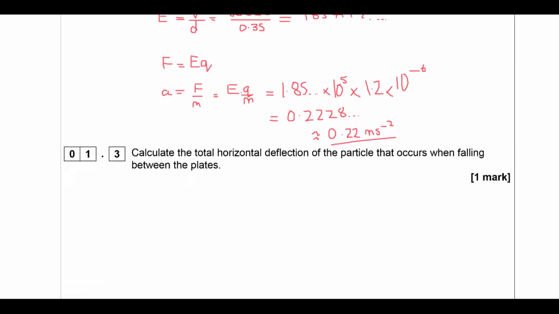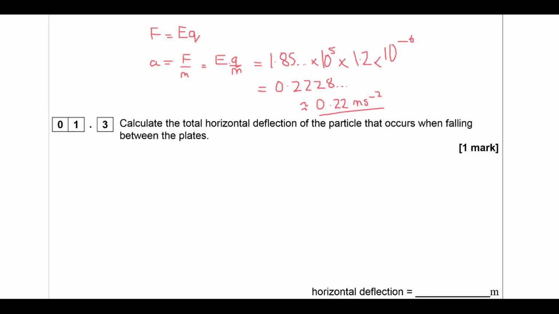Okay. Calculate the total horizontal deflection of the particle that occurs when falling between the plates. So we know its initial motion in the horizontal direction is 0 because it's falling vertically initially. So we know the u is 0. We don't know what its final velocity is. We don't know what its displacement is. We just calculated its acceleration, so that was 0.22 and so on, and we calculated the time earlier, it was 0.96 and so on. So what we're going to use is the same equation we did before.